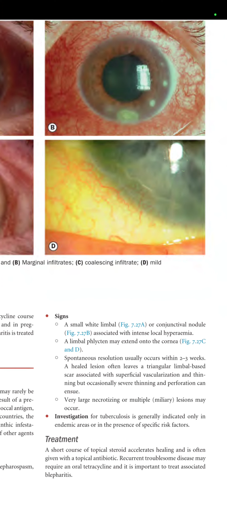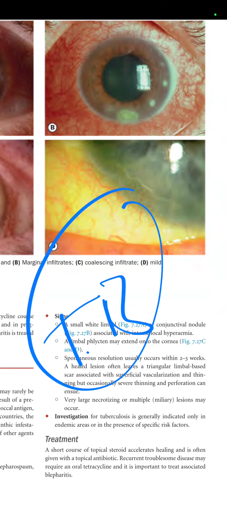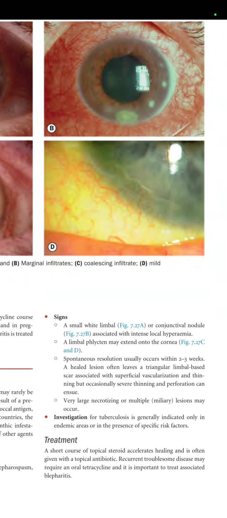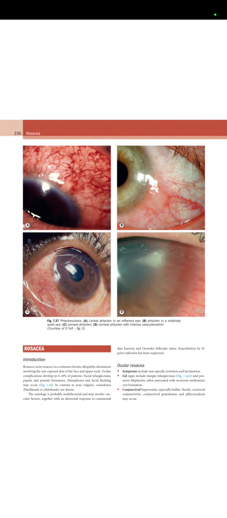So, investigation for tuberculosis is generally indicated only in endemic areas or in presence of specific risk factors. So, we do investigation for TB in this case. Treatment. A short course of topical steroid accelerates healing and is often given with topical antibiotic. Recurrent troublesome disease may require oral tetracycline, and it is important to treat associated blepharitis. So, its treatment is the same as a case of marginal keratitis.